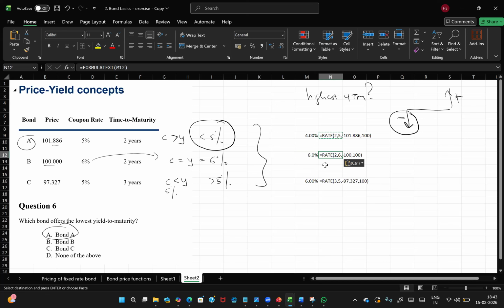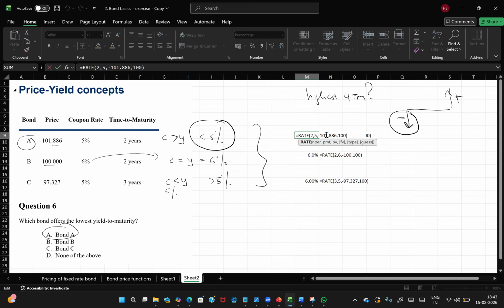Makes sense? So in YTM calculations, just follow this convention in Excel and also in your calculators, where you put PV as negative and future value as positive. Then you'll get a proper rate. Make sense? Yes, sir. So this is another question which we have solved.